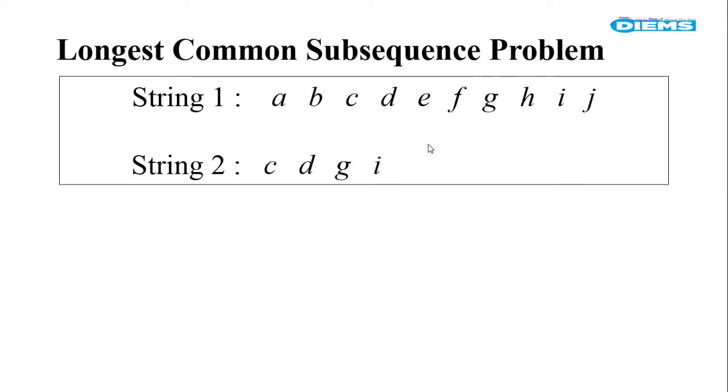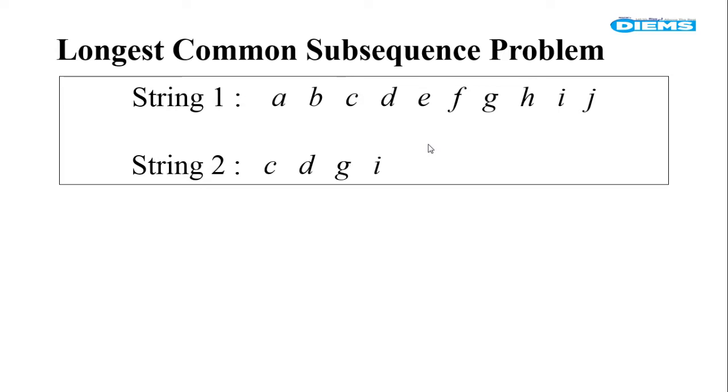Now basically, what the LCS problem simply states is that if there are two sequences, meaning two strings, we have to find the length of the longest subsequence present in both of them. A subsequence is a sequence that appears in some relative order, but it is not necessary that the particular characters must be adjacent to each other.